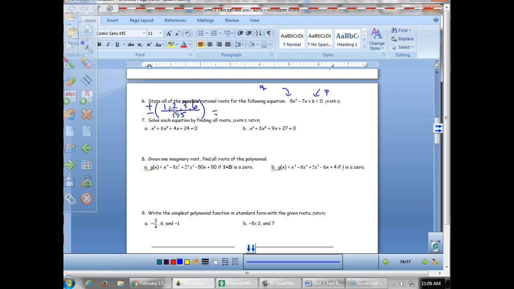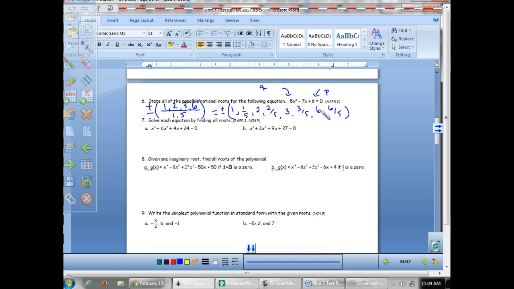So I need to do 1 with 1, 1 with 5. 2 with 1, 2 with 5. 3 with 1, 3 with 5. 6 with 1, 6 with 5. And none of these happen to repeat or duplicate, so it's all of them. And that's how you find all your possible rational roots.